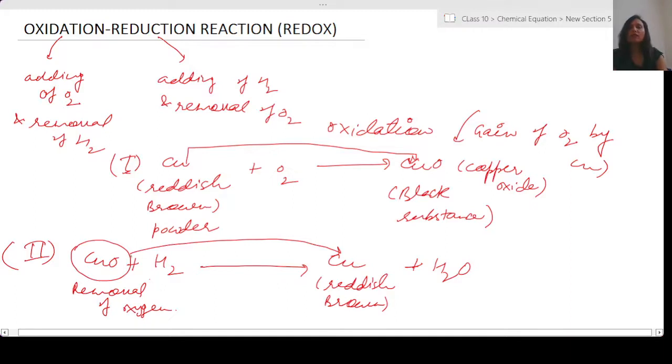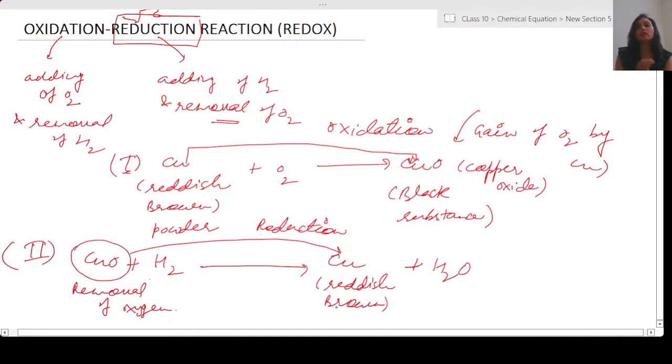And if you see here in reaction 2, copper oxide is changing to copper. That is, it is losing the oxygen. So what is a reduction reaction? If you focus on the definition, reduction is removal of oxygen. So this is a reduction reaction. Right, so it is very easy to identify if you focus on these keywords. If there is an addition of oxygen, then this is an oxidation reaction. If there is a removal of oxygen, then that is a reduction reaction.